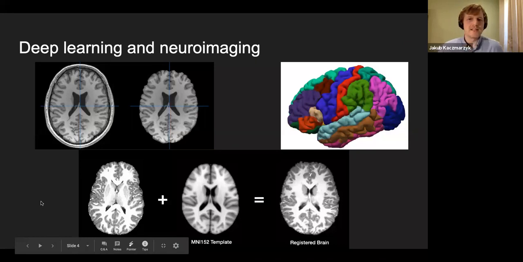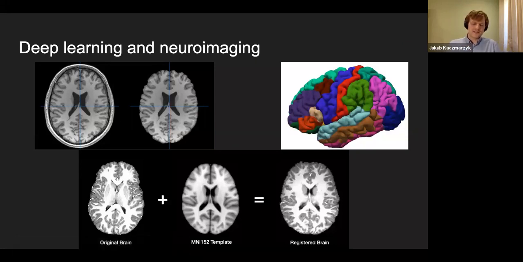So deep learning and neuroimaging, there are lots of places for deep learning in neuroimaging. One is brain extraction, which you see on the top left. That's a segmentation problem, figuring out where the brain is in space. On the right is parcellation or segmentation of the brain, another problem that you might solve with deep learning. Even something like registration, which is aligning a brain to some template.